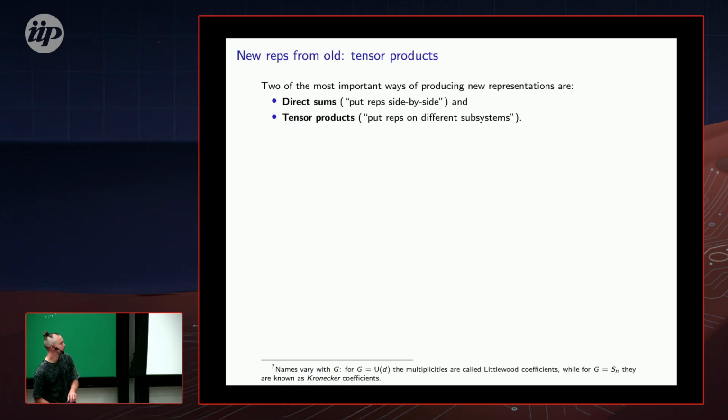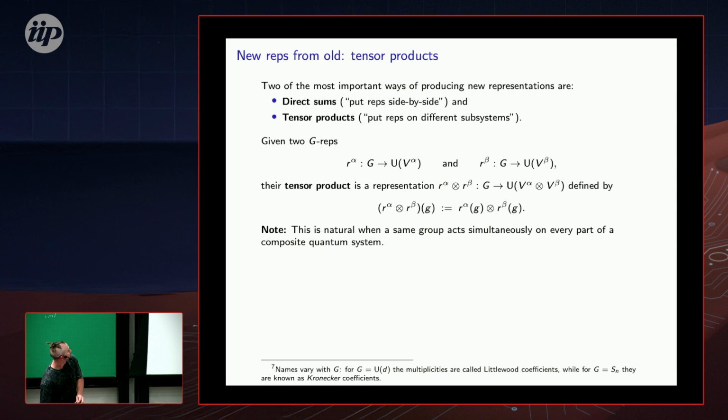Okay, it's fine, I think. We'll try it like this. So we have two reps, let's say R alpha and R beta. Yeah, okay. There it is. It's okay, I think. Sorry?